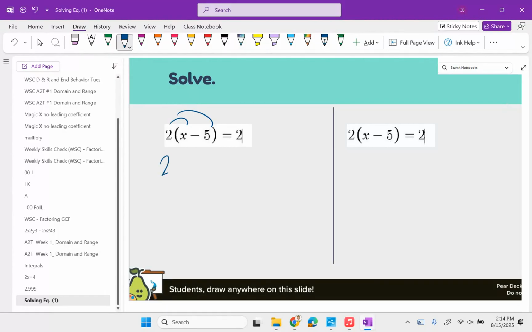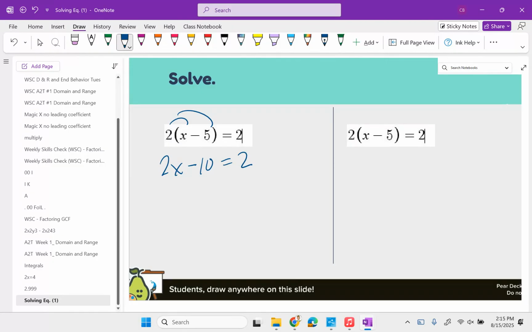All right, so we get 2x. What do you get after that? Negative 10. So 2 times negative 5 is negative 10 equals 2. Okay, now we're back to two-step equation, right? Please make it harder, Mrs. Ballard, right? On a Friday? No, we don't want it hard.